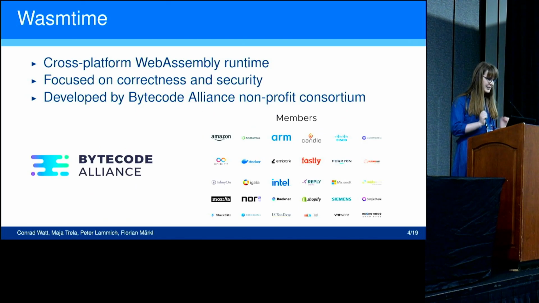WebAssembly has had a number of engines developed for it, and one of those is Wasmtime. Its distinguishing quality is its focus on correctness and security of execution while being still reasonably fast. It is one of the projects of the Bytecode Alliance, which is a non-profit organization of companies and institutions with a shared interest in WebAssembly development.